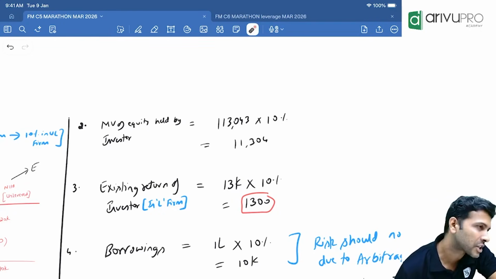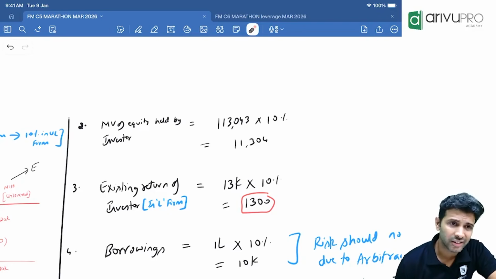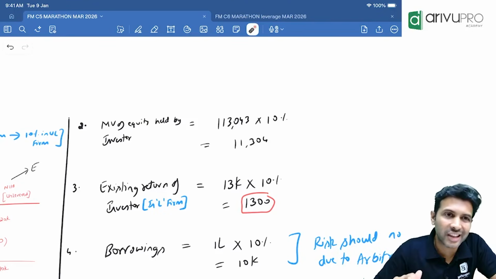And now arbitrage, you can do in two approaches. One is the surplus cash approach. Another one is the surplus earnings approach. Surplus cash, surplus earnings. So here first I am showing you the surplus cash approach.